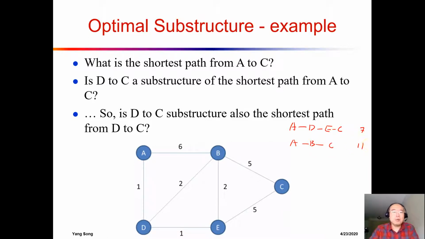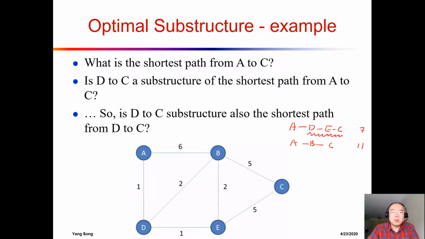So if we want to take the one with the lowest total weight, we go with A, then D, then E, and C. Okay, so we have already found the shortest path from A to C. The next question is: is D to C a substructure of the shortest path of A to C? D to C is here, right? This means D to C is a substructure of the shortest path from A to C.